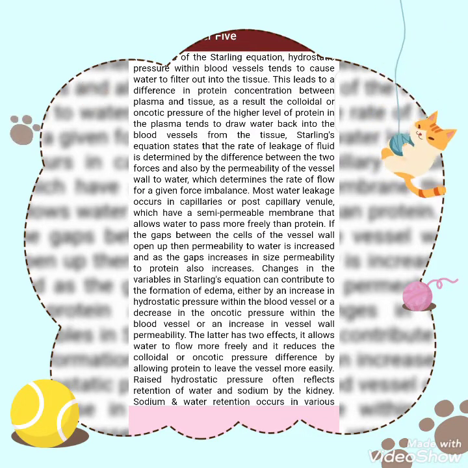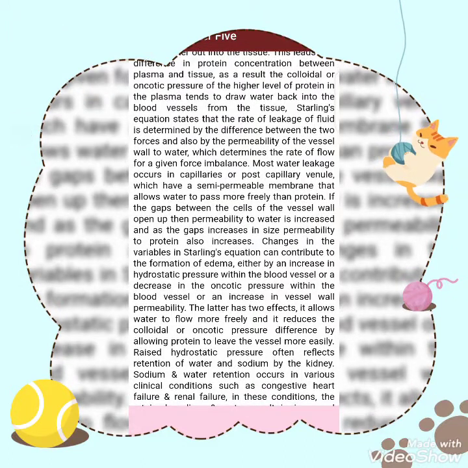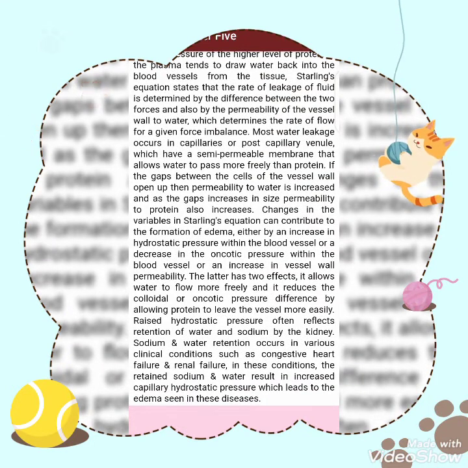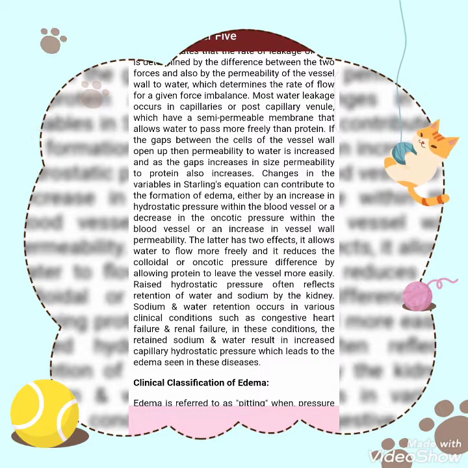Most water leakage occurs in capillaries or post-capillary venules, which have a semi-permeable membrane that allows water to pass more freely than protein. If the gaps between the cells of the vessel wall open up, then permeability to water is increased, and as the gaps increase in size, permeability to protein also increases. Changes in the variables in the Starling equation can contribute to the formation of edema, either by an increase in hydrostatic pressure within the blood vessel, a decrease in oncotic pressure within the blood vessel, or an increase in vessel wall permeability. The latter has two effects: it allows water to flow more freely and it reduces the colloidal or oncotic pressure difference by allowing protein to leave the vessel more easily.